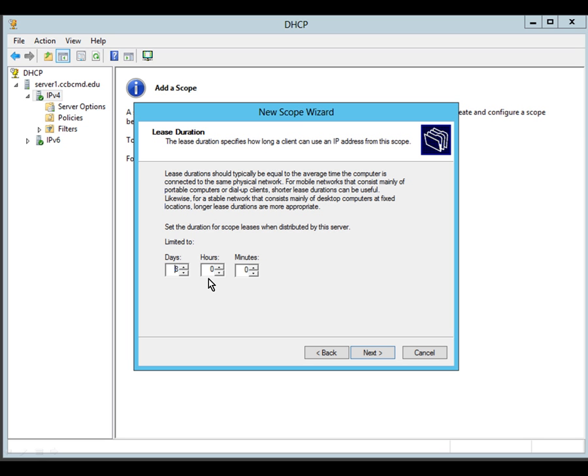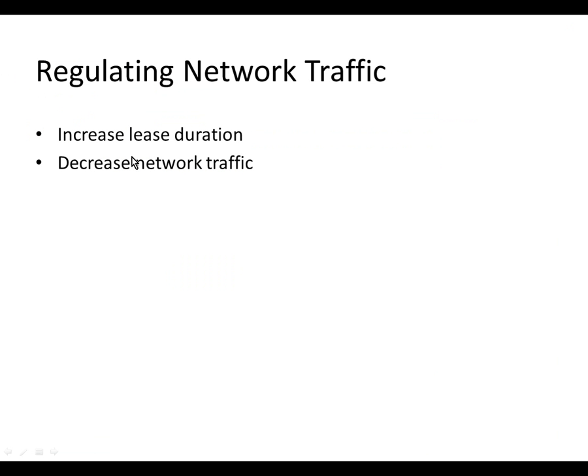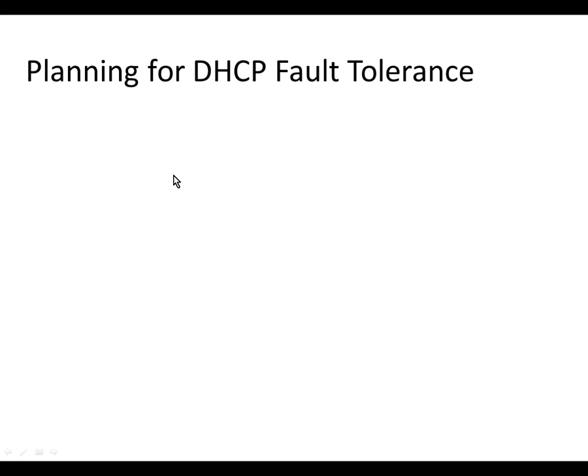Recall earlier we discussed the lease duration. If you increase the lease duration, the default is 8, but if you increase it to a higher number, such as 16, then what that's going to do is decrease your network traffic. If you increase the lease duration, then that will decrease network traffic.